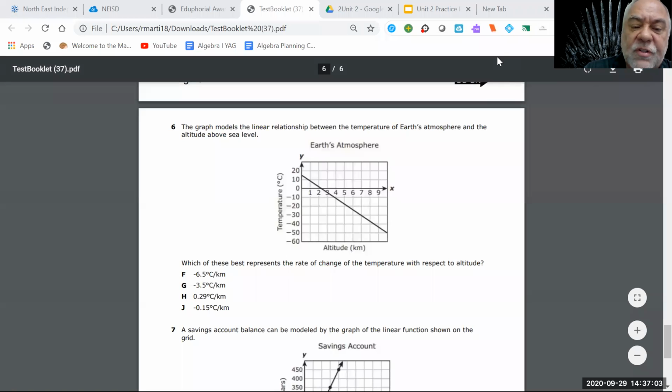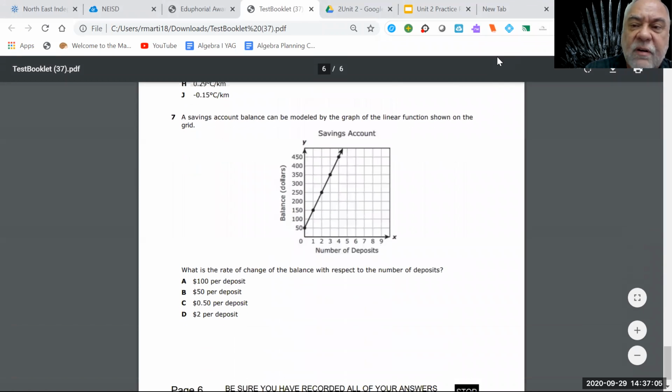Okay, and number 7, kind of similar here. Giving you a graph, give me the slope. Again, it says rate of change, but all that means is what is the slope? The savings account balance can be modeled by the graph. What is the slope? Okay, I just picked the first 2 points.